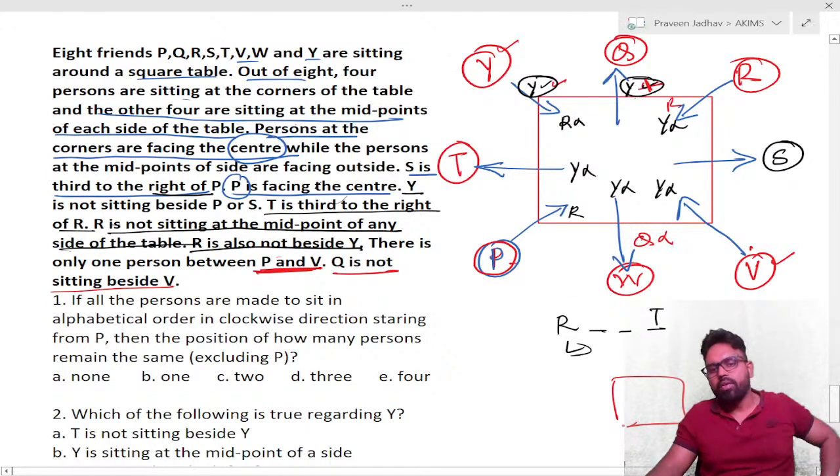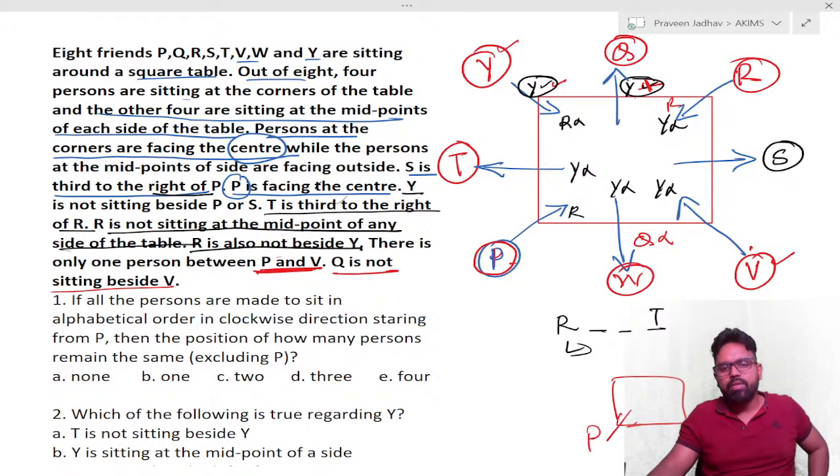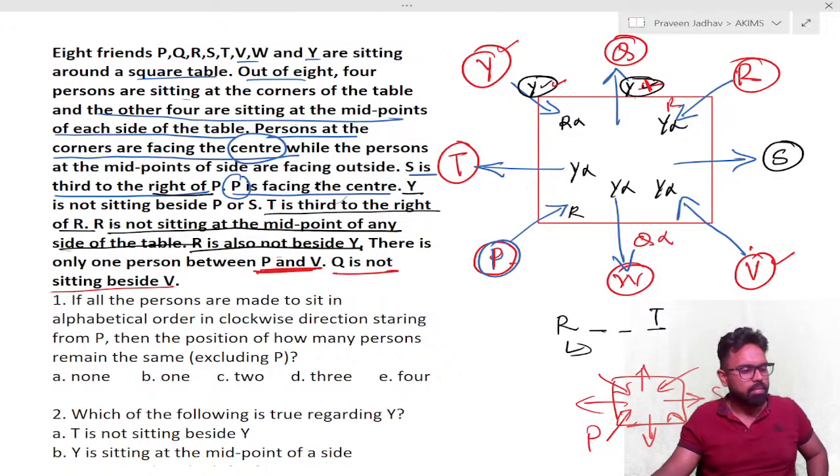We knew for sure where P is going to sit. P will be here, S will be here, we knew this. And they are facing inside, this is facing outside, we knew this. After that we had a problem with placing R. So you could have taken two iterations.